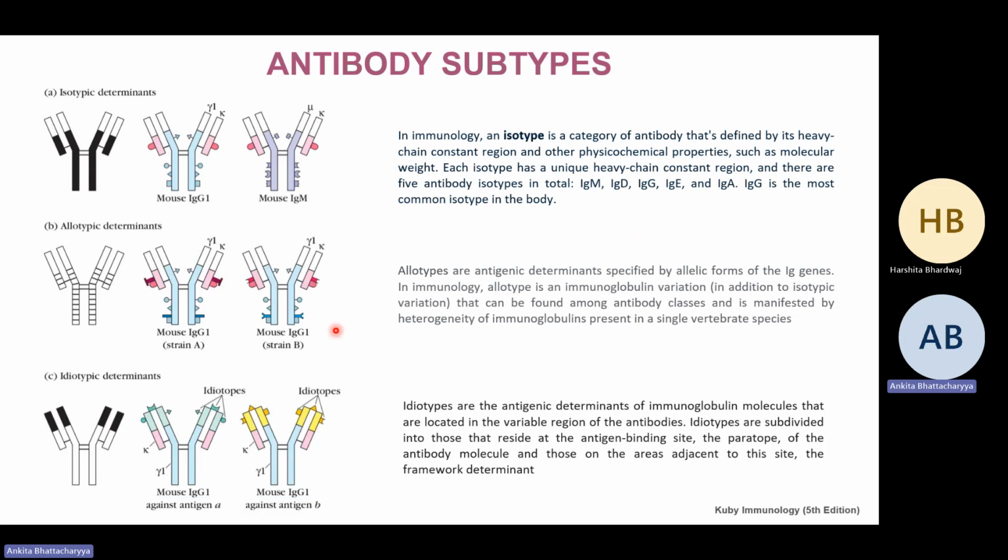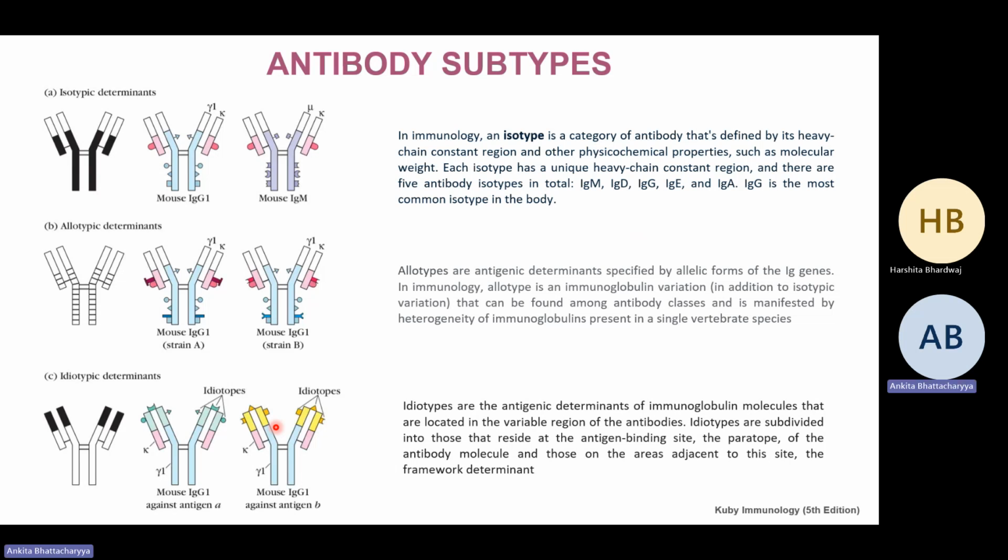And then comes allotype. In allotype, you have antigenic determinants that are specified by allelic forms of these genes. So allotypes are an immunoglobulin variation found within classes of antibodies. If you take an example, it is strain A and strain B IgG1, so they are allotypes of each other. Third, in this case, what you can distinguish it from is the isotype and the idiotype. In case of idiotype, the variation comes in the variable region. So that is a key distinction in that case.